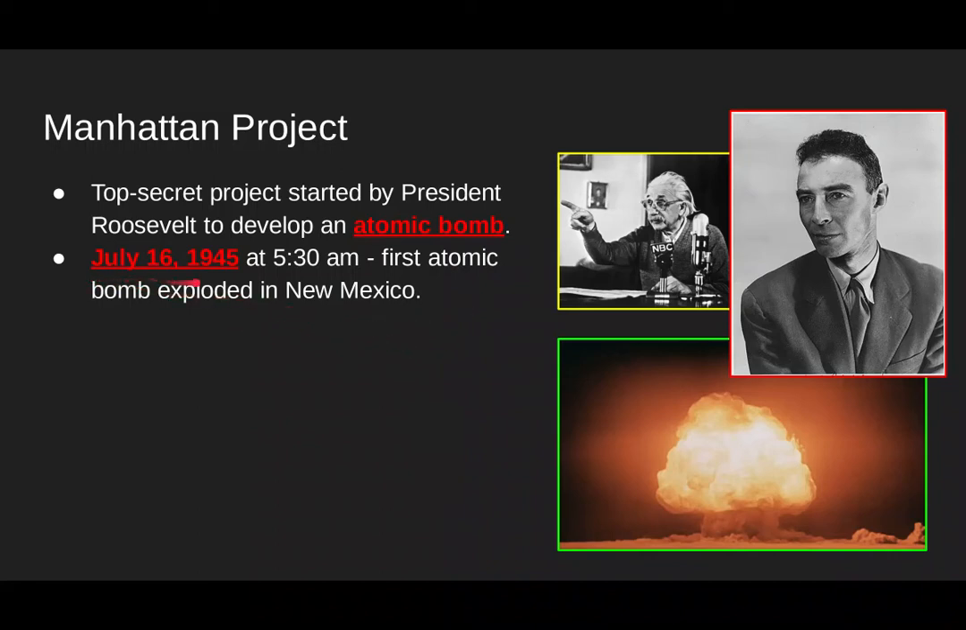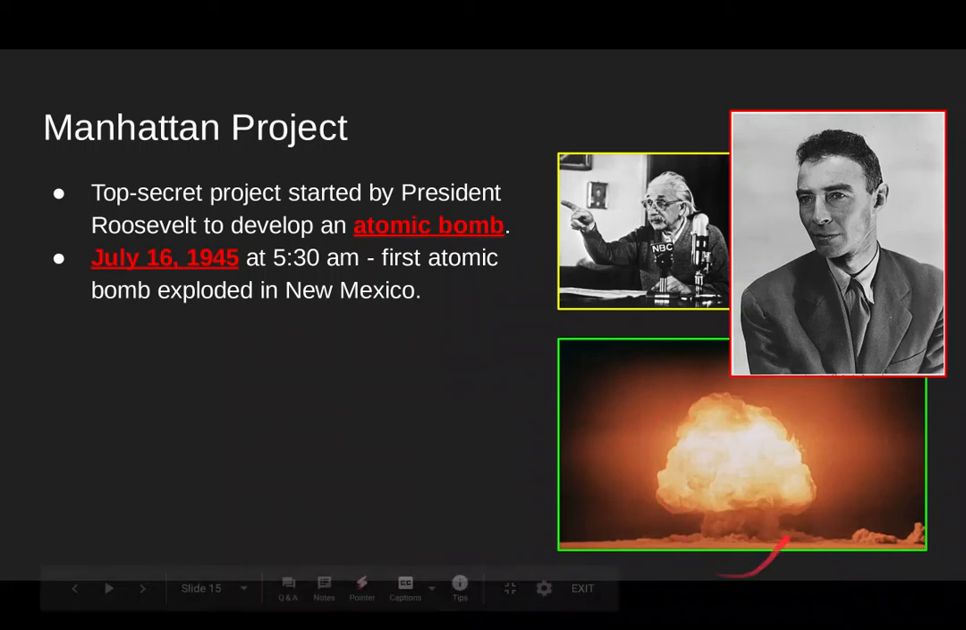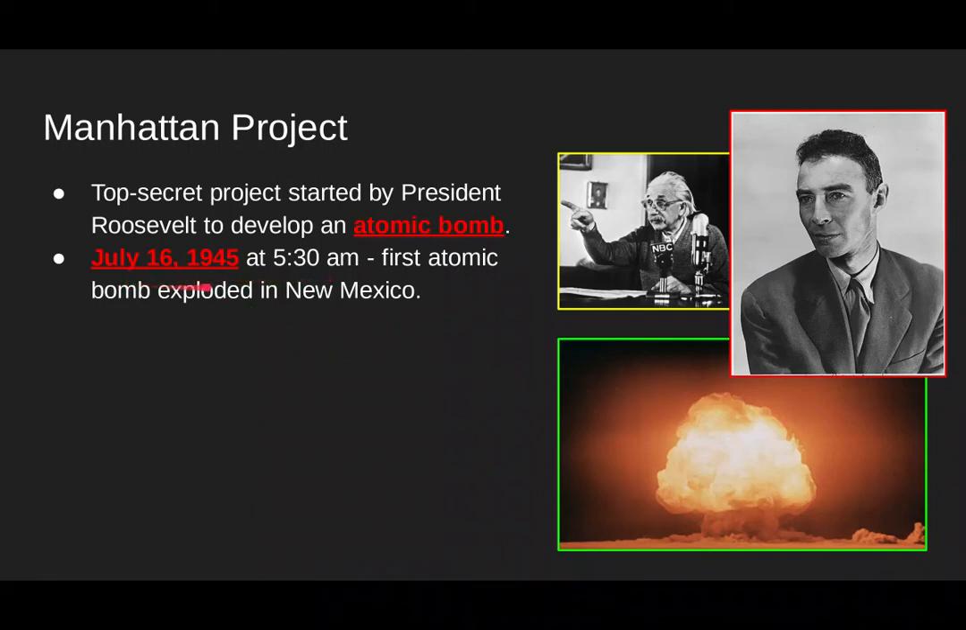And on July 16th, 1945, the United States wins the race to develop the world's first atomic bomb when the Americans successfully detonated the very first nuclear weapon or atomic weapon in the deserts of New Mexico at 5:30 in the morning on July 16th, 1945. The Americans successfully detonate the first atomic bomb, bringing the world into a whole new era of warfare.